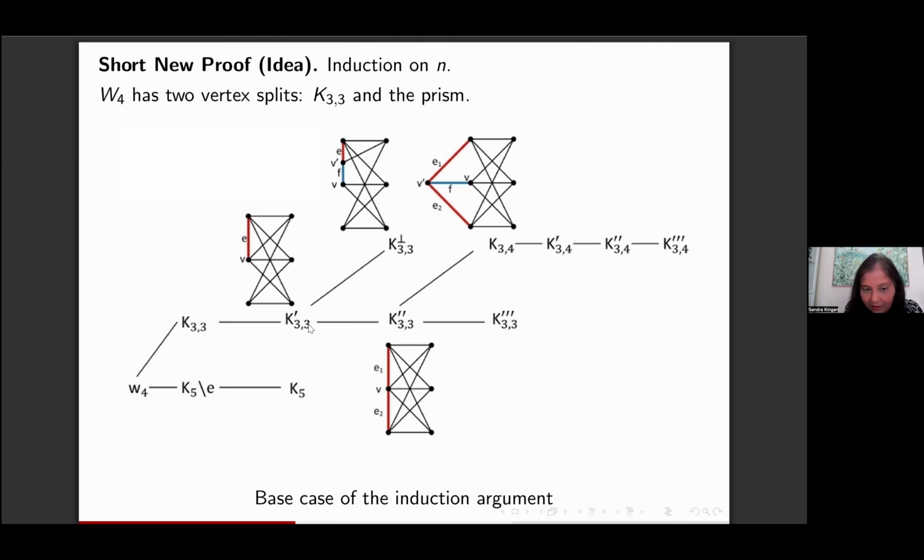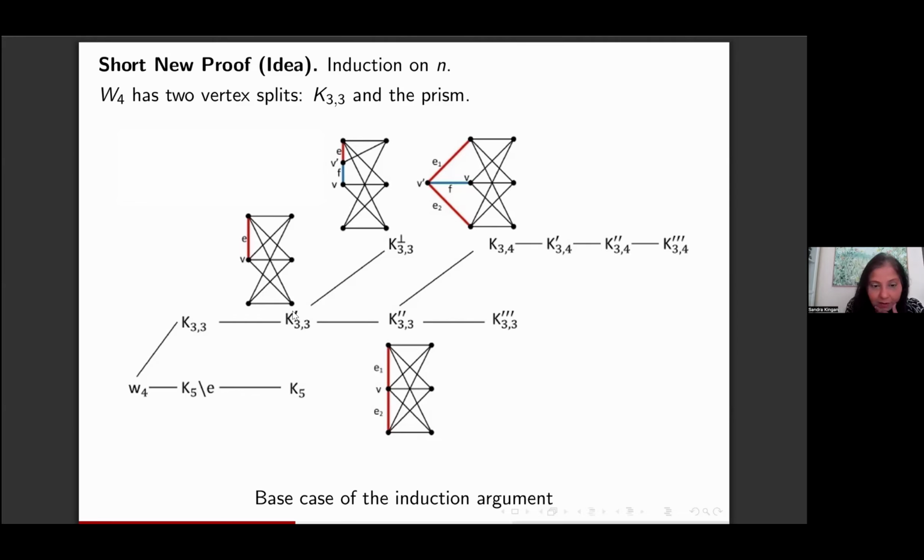So K33 dash has more than one edge addition up to isomorphism. You can add an edge here, or you can add an edge here. But if you add an edge here, it's got a prism minor, so it's gone. And similarly here, the only graphs with no prism minor when you start with K33 are K33 dash, double dash, triple dash.